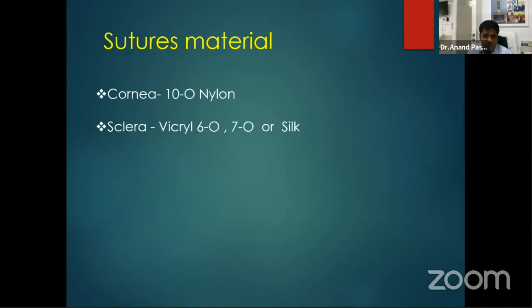So what are the suture materials we use for these repairs? For corneal tissue suturing, we primarily use 10-0 nylon, or at times 9-0 or 8-0 or 11-0 nylon, and for sclera, we primarily use 6-0 Vicryl or 7-0 Vicryl or silk.